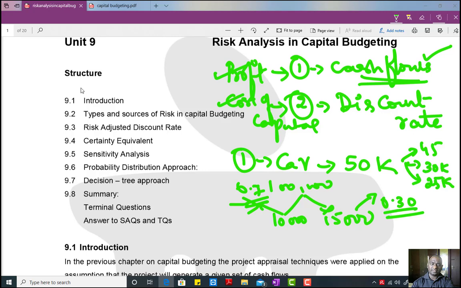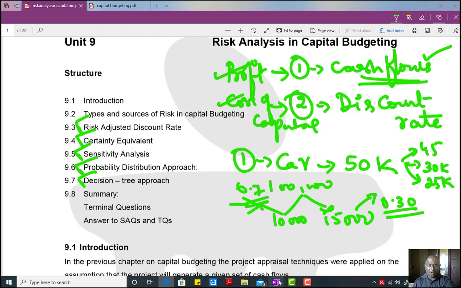What are the 5 methods? Very simple. One is risk adjusted discount rate, certainty equivalent method, sensitivity analysis, probability distribution approach, and decision tree approach. Now, out of these 5 methods, in your examination they may ask two questions. We will work out how to work out the risk adjusted discount rate, certainty equivalent method, sensitivity analysis, probability distribution approach, and decision tree approach. Now you may ask me, sir, what is this risk adjusted discount rate?